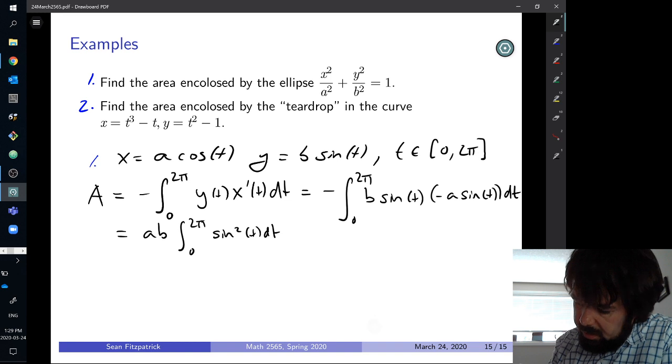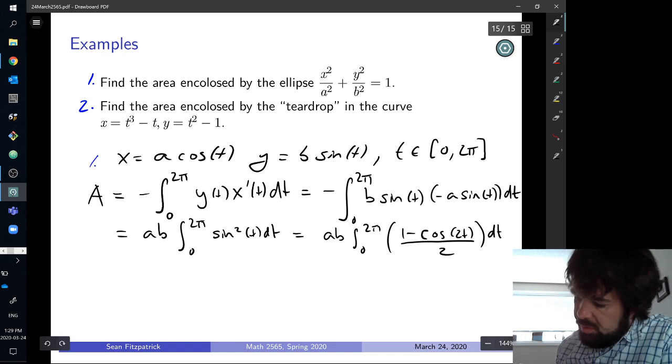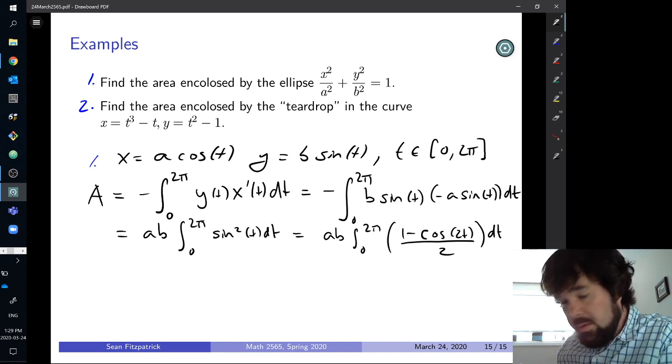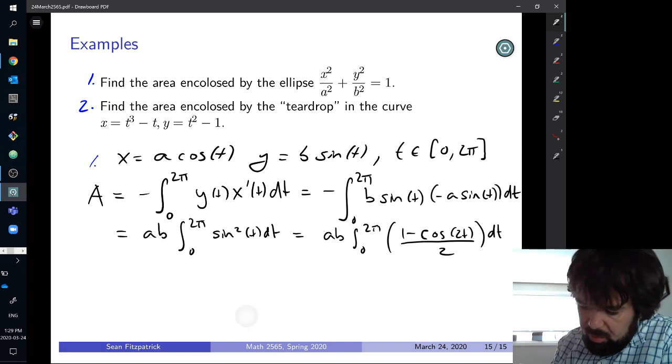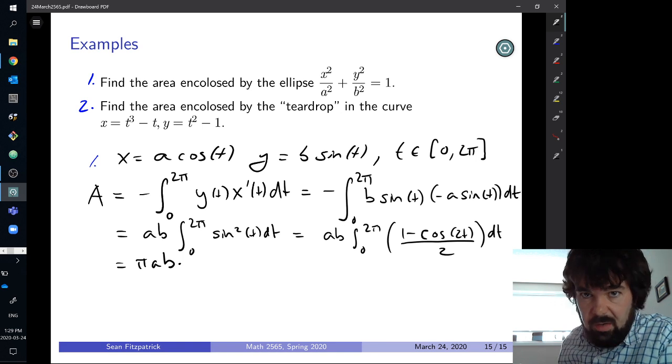Okay, and sine squared, usual half angle identity, right? This is going to be ab integral from 0 to 2 pi of (1 minus cos 2t) over 2. And so you do the integral, the antiderivative for cos gives you sine. Sine vanishes at 0 and 2 pi, so that doesn't contribute. You get 1/2 times 2 pi. You get pi, so you get pi ab. There's the formula for the area of an ellipse. Notice if a is equal to b, that's the area of a circle, the usual circle formula, pi a squared.